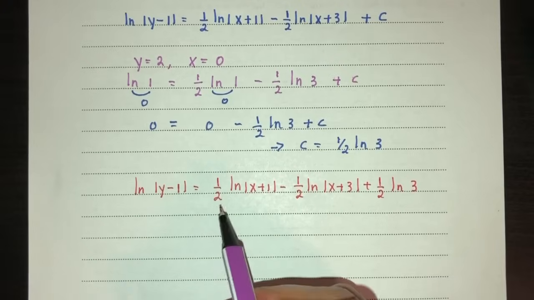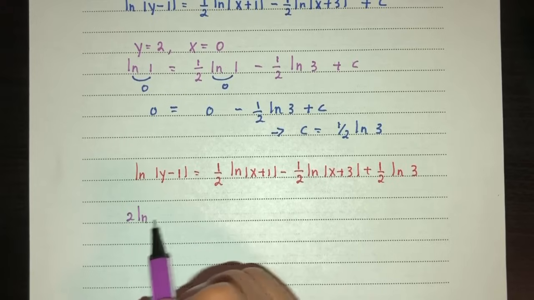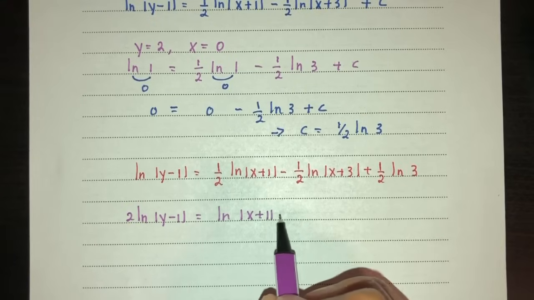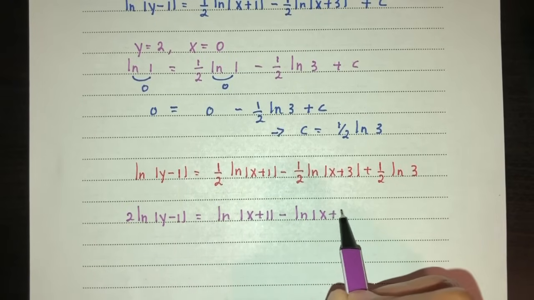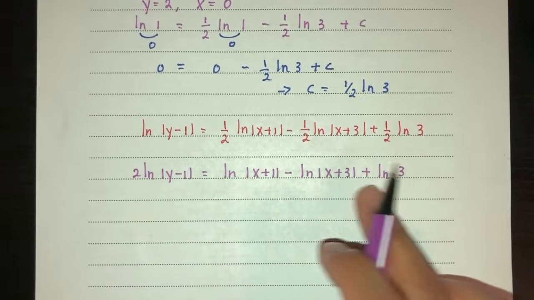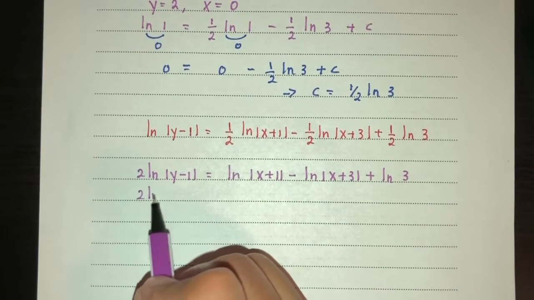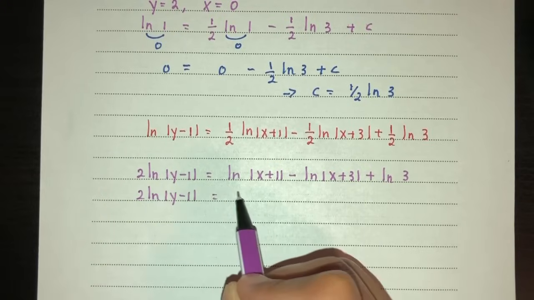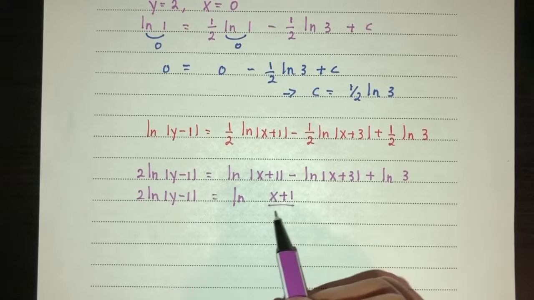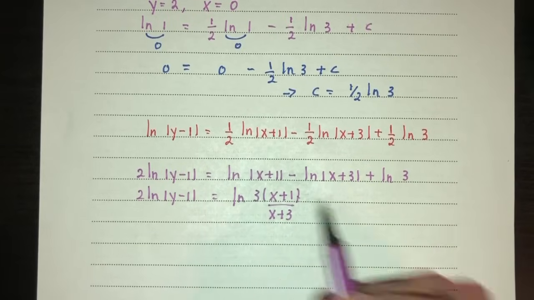Now to get rid of this half, we can multiply by 2 everywhere. So you will have 2 ln(y - 1) equal to ln(x + 1) - ln(x + 3) + ln 3. Now you can combine all these ln together. When you have minus, it is divide; when you have plus, it is multiply. So ln(y - 1) squared equals ln of, when you have minus divide, so (x + 1) divided by (x + 3). When you have 3, multiply, so 3 multiplied by the top.